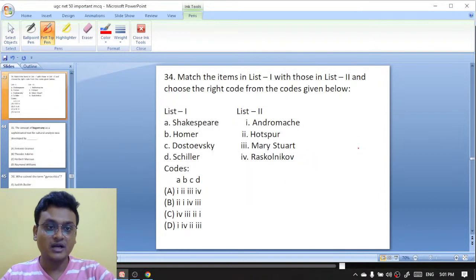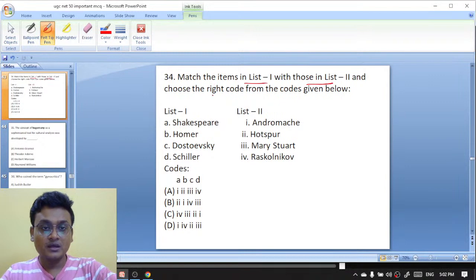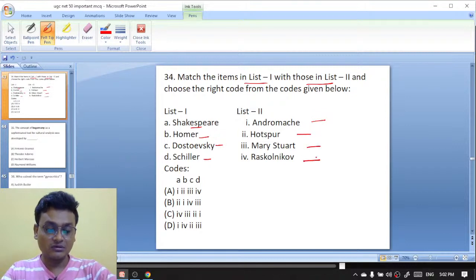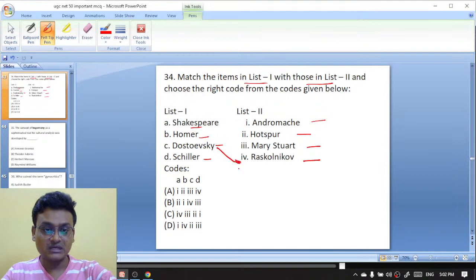Now moving on to question 34 here. Match the items of list 1 with list 2. List 1: Shakespeare, Homer, Dostoevsky, Schiller; Andromache, Hotspur, Mary Stuart, and Raskolnikov. In Dostoevsky's Crime and Punishment we find the famous character Raskolnikov. In Homer we find Andromache, in Shakespeare's Hotspur, and in Schiller we find Mary Stuart. So this is how that is matched.